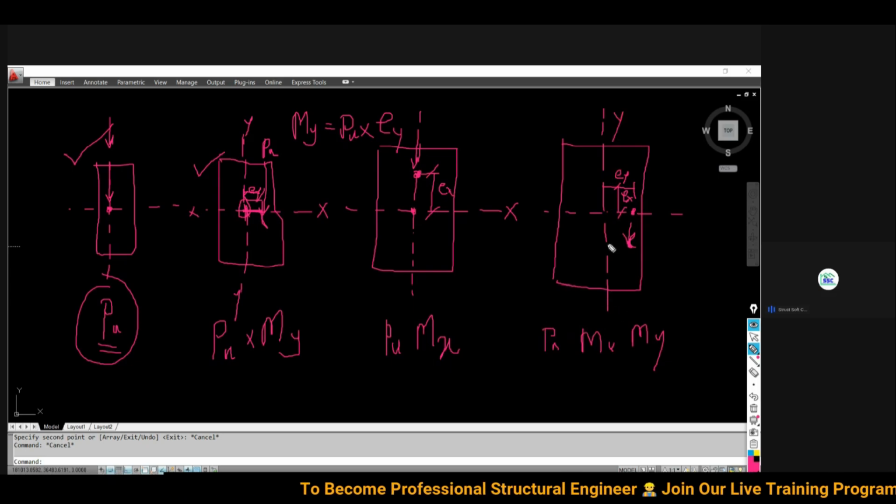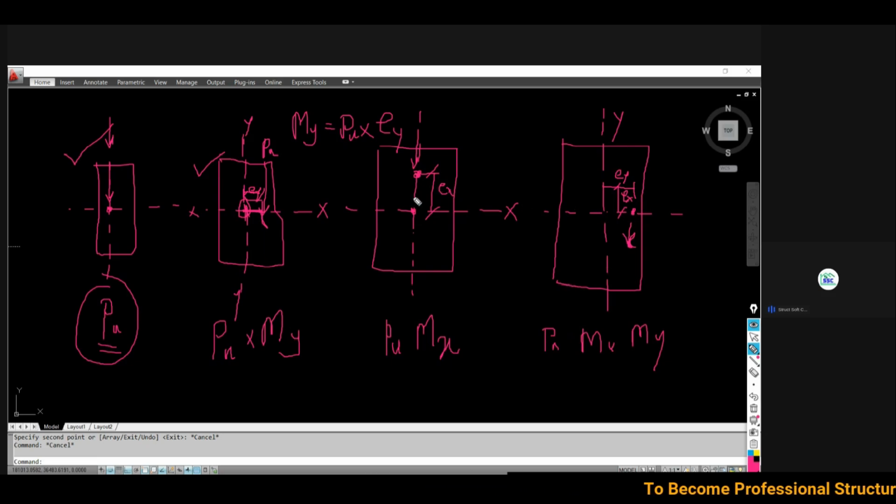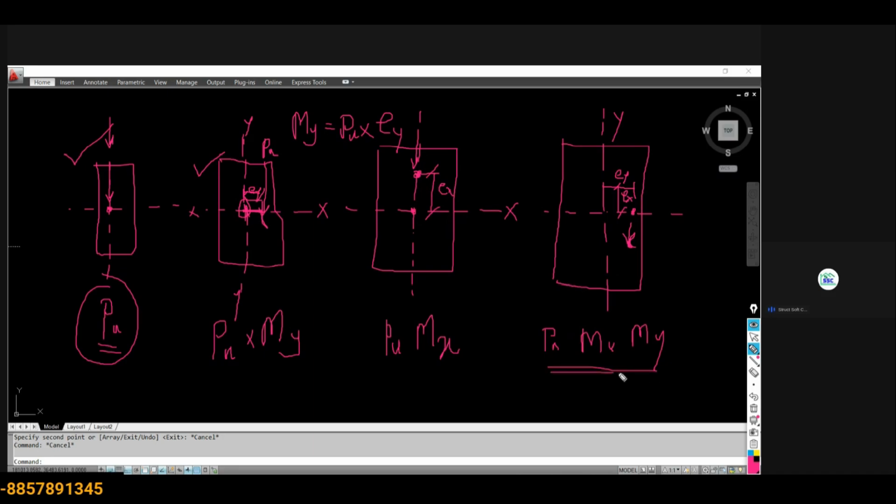So x and y both, so the eccentricity about both directions is there. Here the eccentricity about the x direction is there. Okay, so it is a biaxially loaded column. It is called a biaxially loaded column.